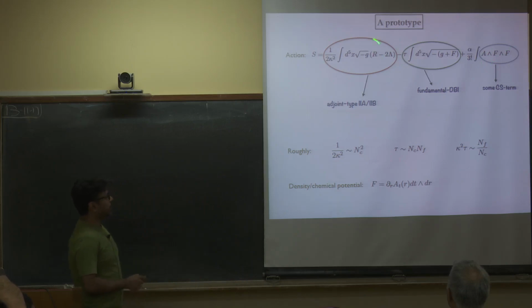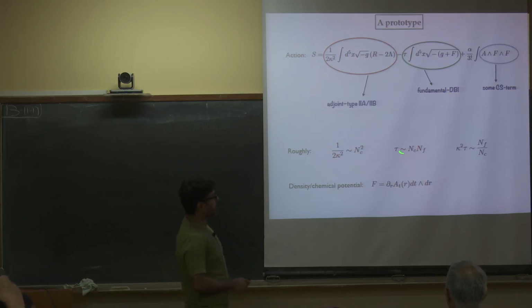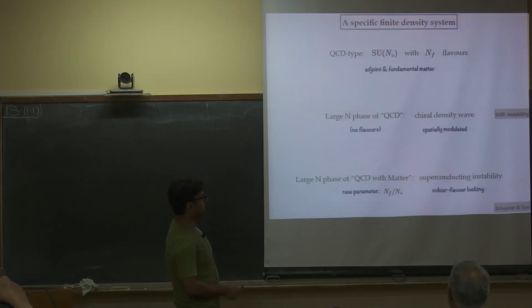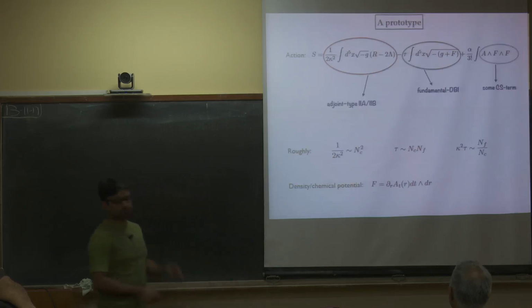And roughly speaking, in this action, in this Lagrangian, this coefficient I can identify with N_c squared. This coefficient, which is the tension of the brane or originating from the tension of the brane, I can identify as N_c times N_f. Therefore, this kappa squared tau is essentially this new parameter that you can tune. And presumably, if I tune this, and if it really is describing a physics along this line, then I should be able to see some manifestation of that. That's roughly speaking the very qualitative picture.